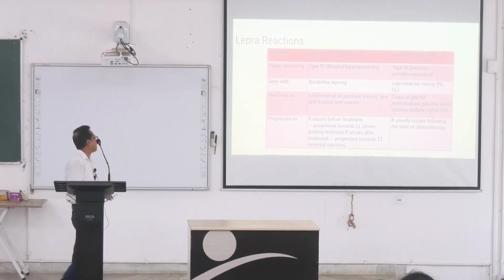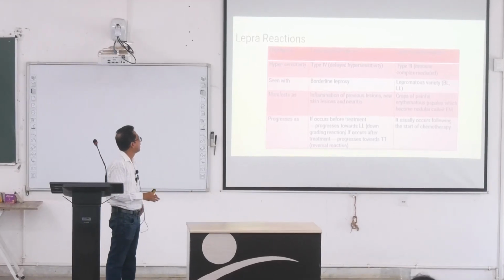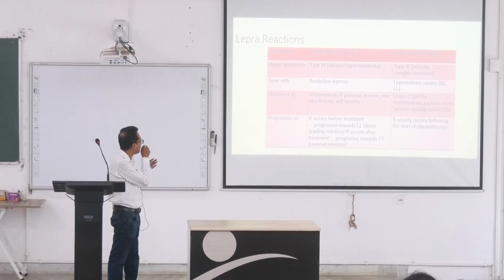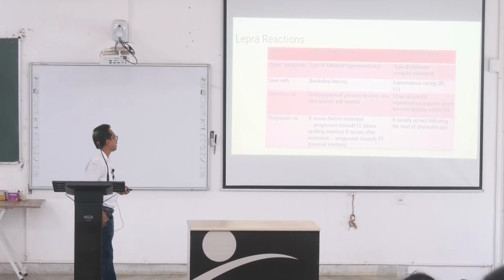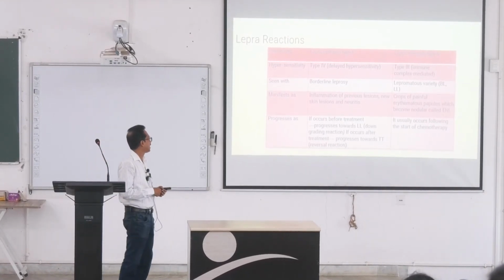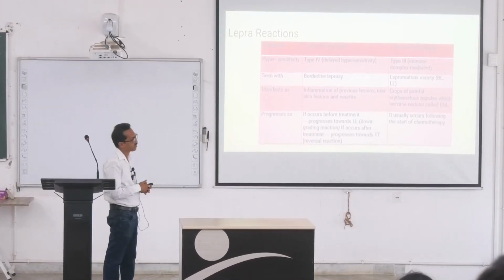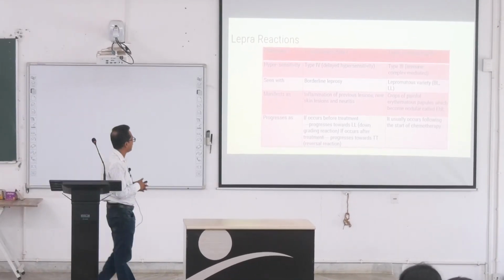So inflammation of the previous lesion, new skin lesion and neuritis. This is lepra reaction type 1. There may be inflammation of the previous lesion and new skin lesions appearing, and there is involvement of nerve. That is lepra reaction type 1. And in lepra reaction type 2, there may be painful erythematous papules which become nodular, called erythema nodosum leprosum, ENL.